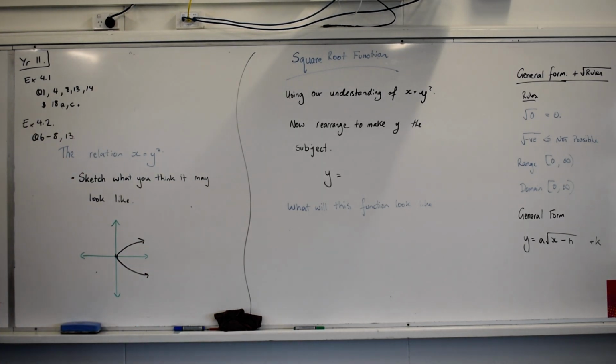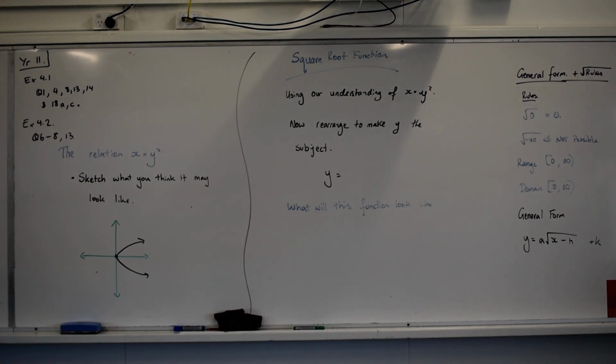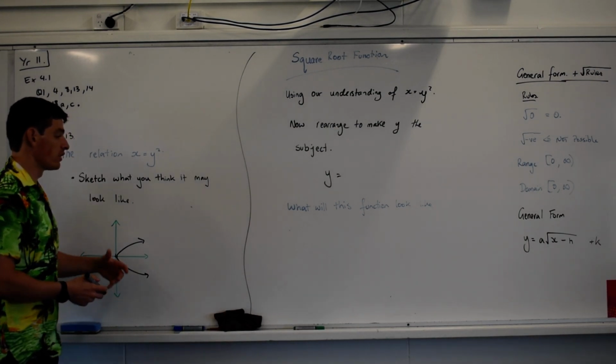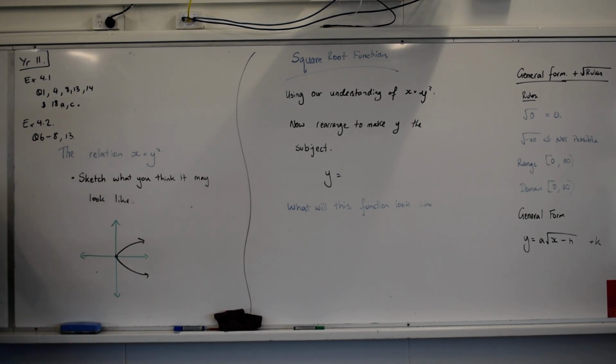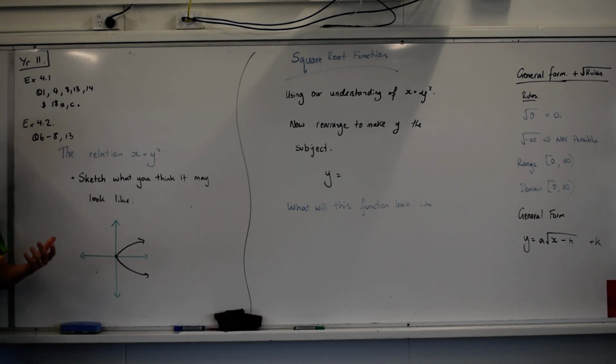Everyone else like that? Why did I write sketch the relation and not sketch the function? Not a function. Why is it not a function? Two y values for x values. If I was commenting on the range and domain, what is the range for this relation? Y is a real number. Y can be anything. What's the domain? X is greater than or equal to 0. Very good.